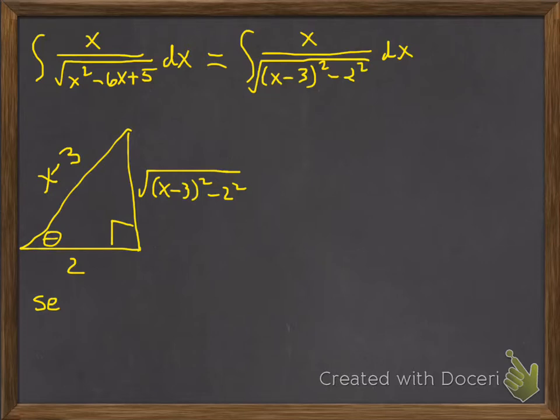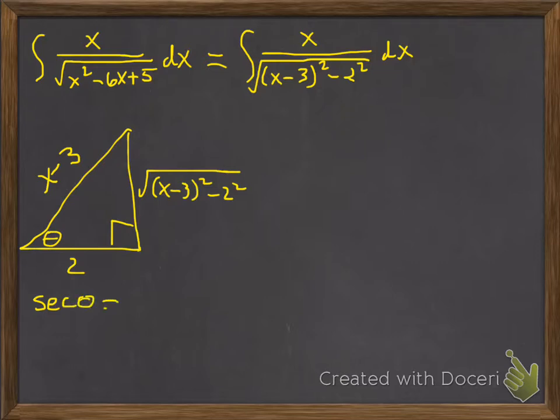So there's an x in the numerator. You've got an x minus 3 squared minus 2 squared, all under the square root. We're going to look to try to get rid of that. And we also need to substitute for the dx. So all of the x terms need to be replaced with something in terms of theta. So the way this one is set up, we want to get that x minus 3 in there somehow so that we can get our dx.